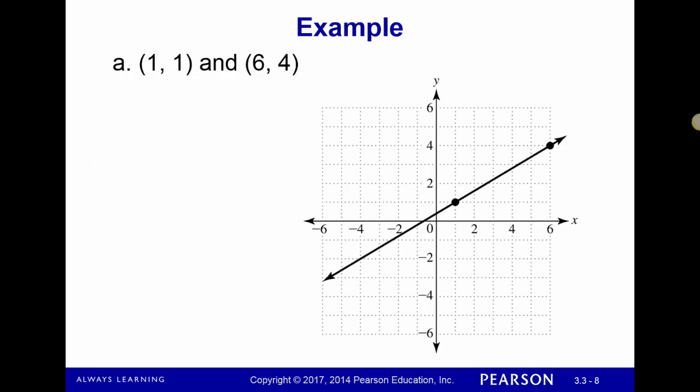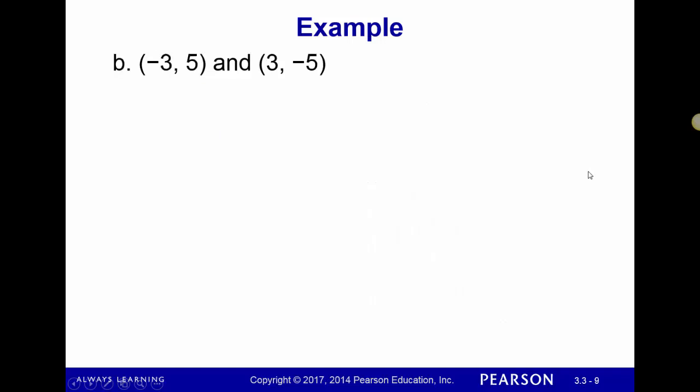So here are the first 2 points. The first thing we're going to do is plot those points. So 1, 1, we go right 1 and up 1, and then we have the point 6, 4, so we go right 6, up 4. And now we want to look at the slope of the line. So the rise here, to get from this point to this point, we're going up 3, and our run is over 5, so our slope is going to be 3 over 5.